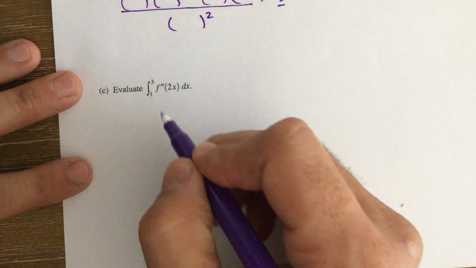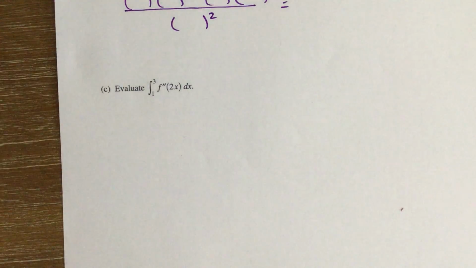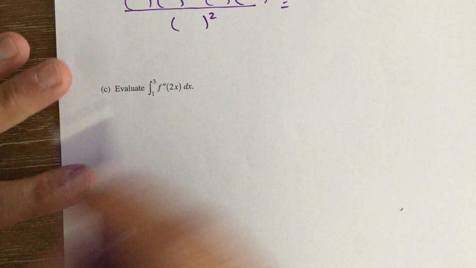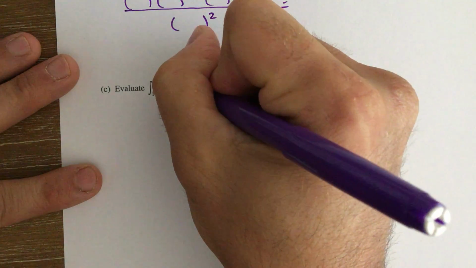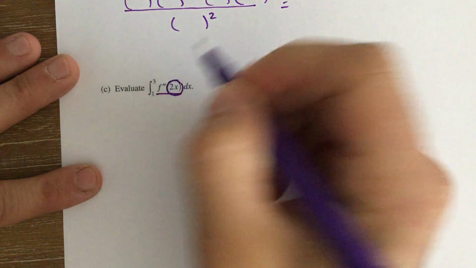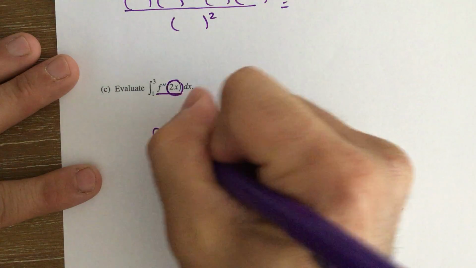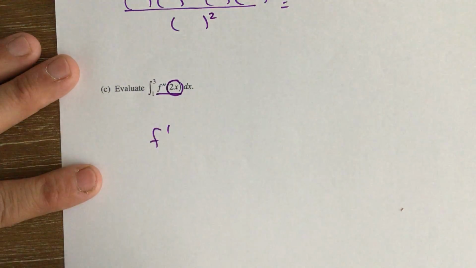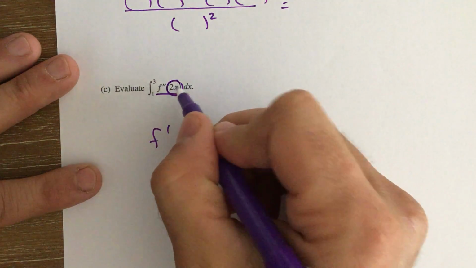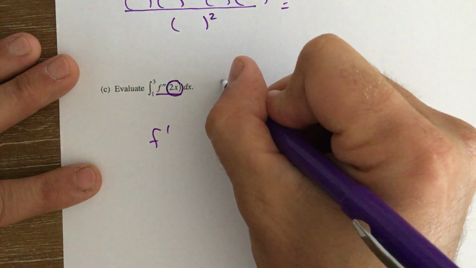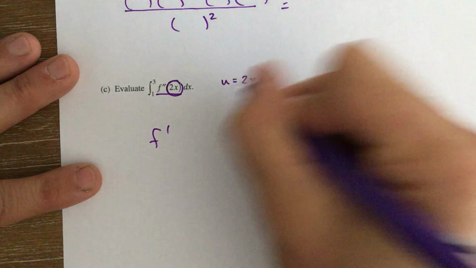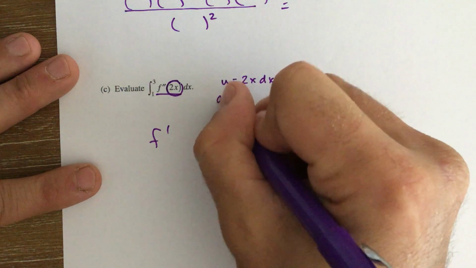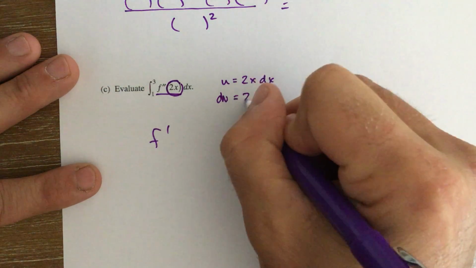Last part is a little tricky because they want us to integrate from 1 to 3, and they want us to integrate the second derivative. But it's not just the second derivative, because the integral of the second derivative would just be f prime. Right, we would get f prime if we integrated the second derivative. But they have this 2x in here, which makes me kind of feel like it would be a u substitution type problem, dx, and then the derivative of u, du equals 2 dx.